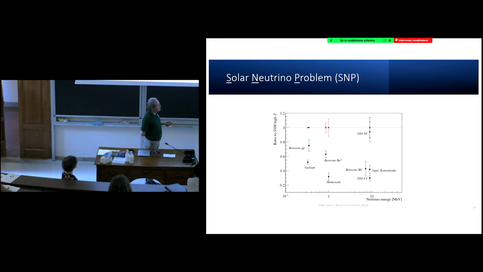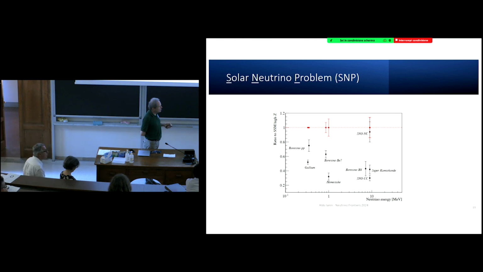Yeah, I think here, because this is elastic scattering, the observed rate is a mixture in this case. So there is some contribution of elastic scattering, neutral current, and so this is going a bit higher than gallium, where it's only electron neutrinos. I think the difference is due to this.